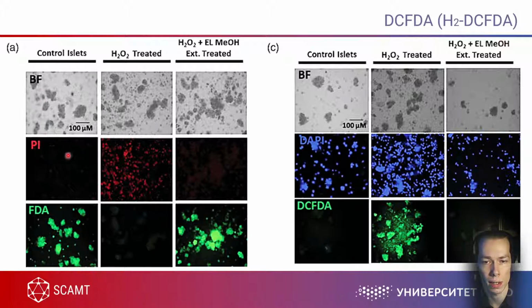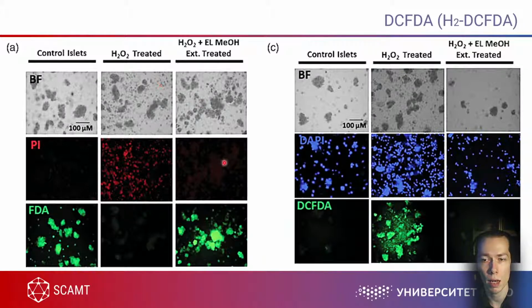Almost nothing here because all of the cells are, well, living. And because of this, on FDA staining, we see a lot of green cells. But if we add some hydrogen peroxide, which is highly toxic as you know, we see a lot of dead cells, almost no living cells.